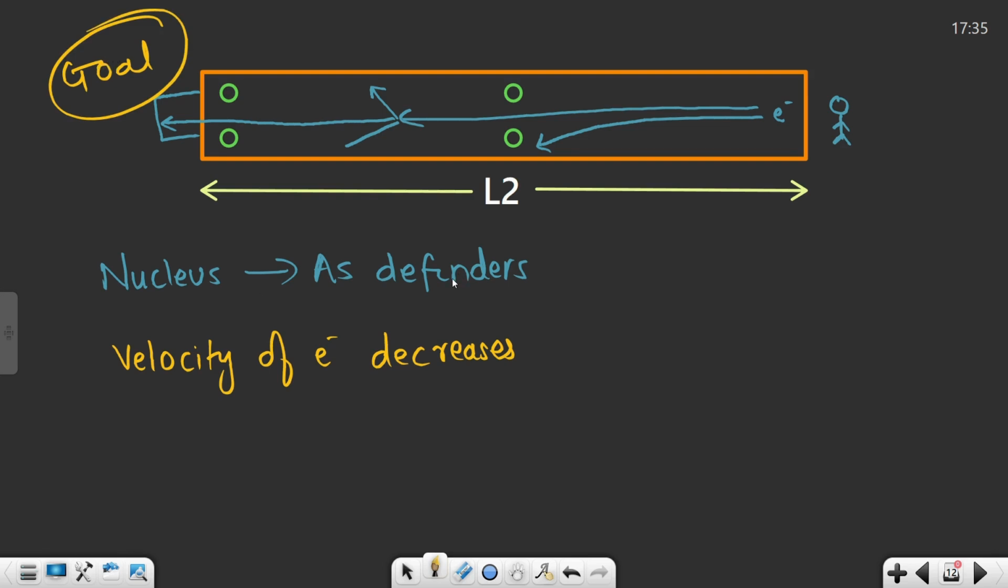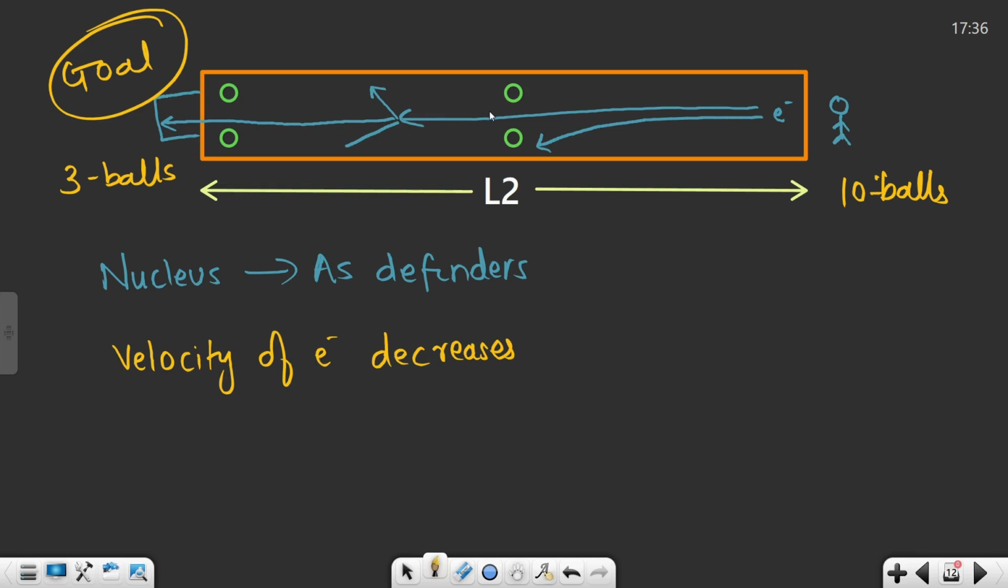Treat nucleus as a defender. Try to think as a footballer, right? You are shooting the ball, there are 4 defenders. Let's say if you shoot 10 balls over here, out of those 10 balls, only 3 balls are able to go towards the goal, or they approach towards this particular goal.